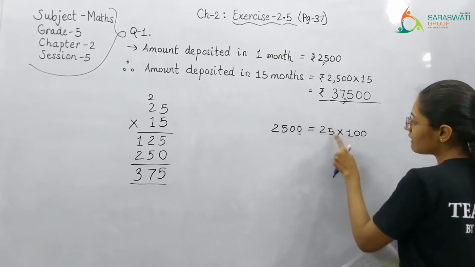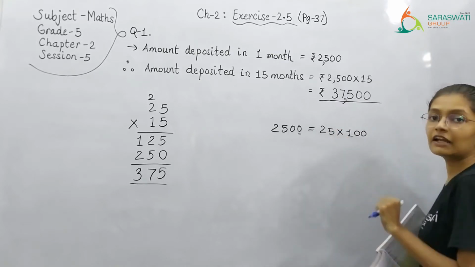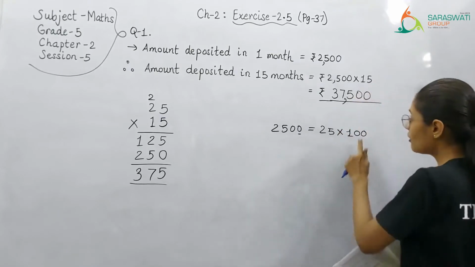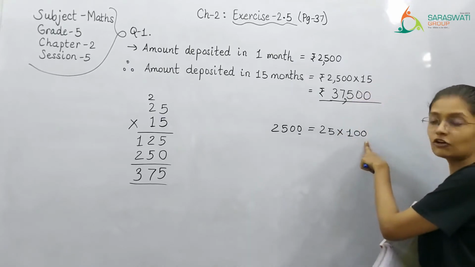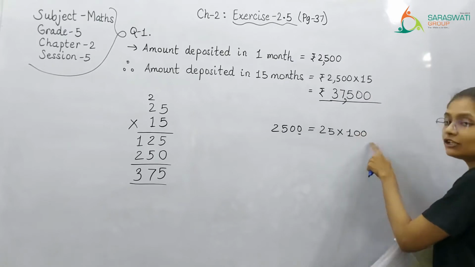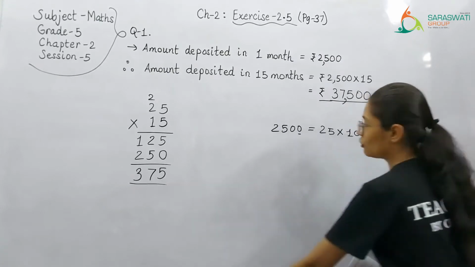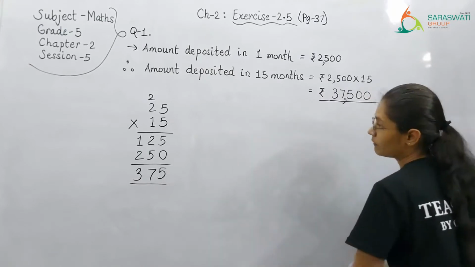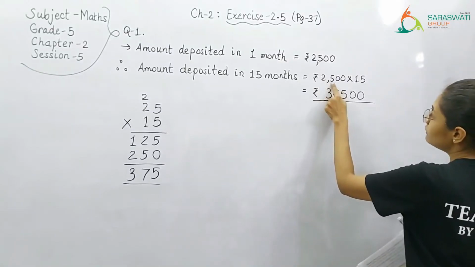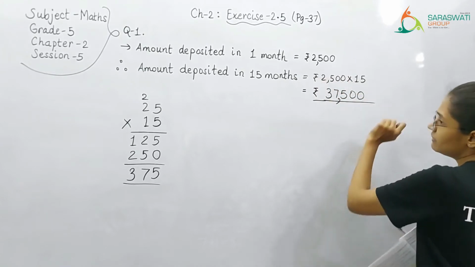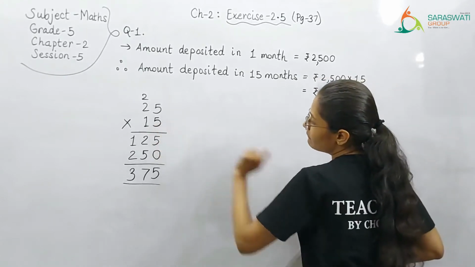So पहले हम 25 के साथ मल्टीप्लिकेशन करेंगे, राइट? फिर जो रिजल्ट आएगा उसका हम मल्टीप्लिकेशन 100 के साथ करेंगे, राइट? और वो कैसे होगा? बाय एडिंग टू zeros behind the product, right? So 25, the non-zero part of this number multiplied by 15, right? So 25 multiplied by 15.